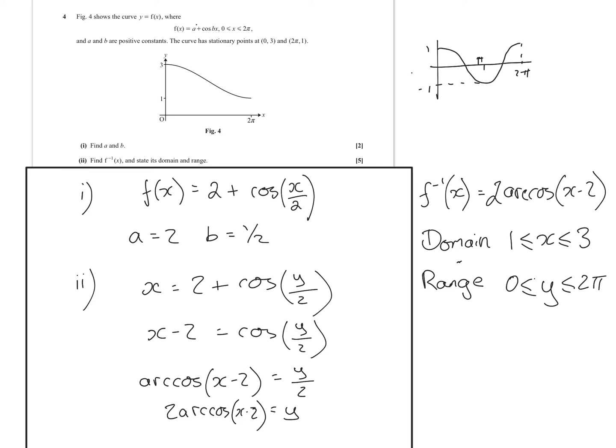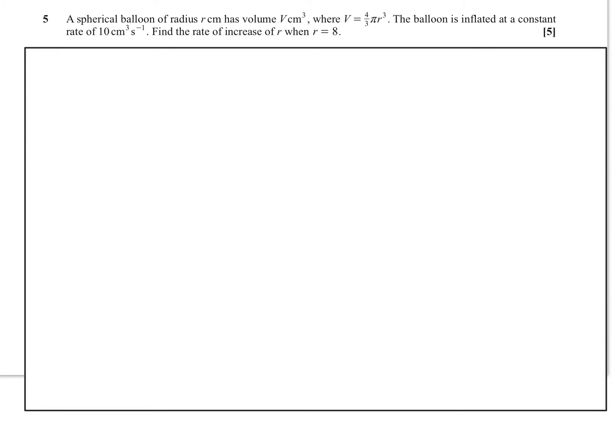Okay. Ready to keep going? So, a spherical balloon of radius r has volume v, where v equals that. The balloon is inflated at a constant rate of 10 centimetres cubed per second. Find the rate of increase of r when r equals 8.